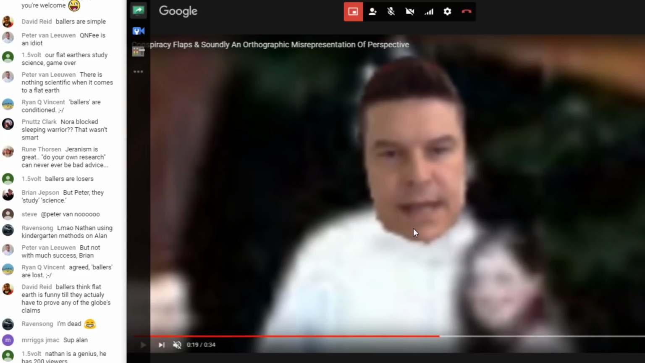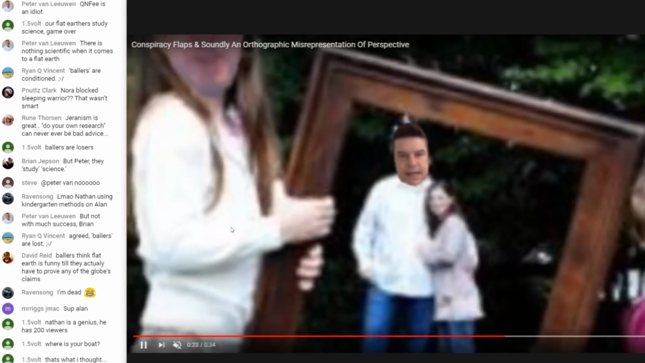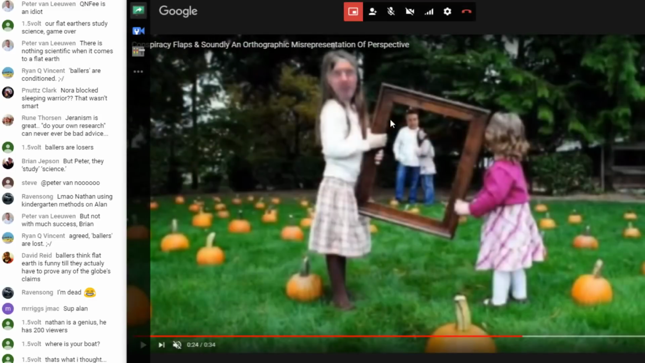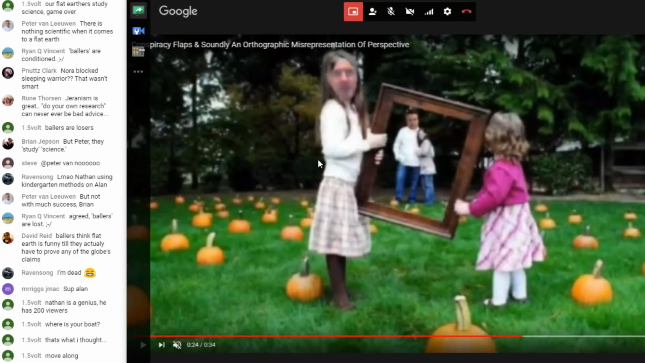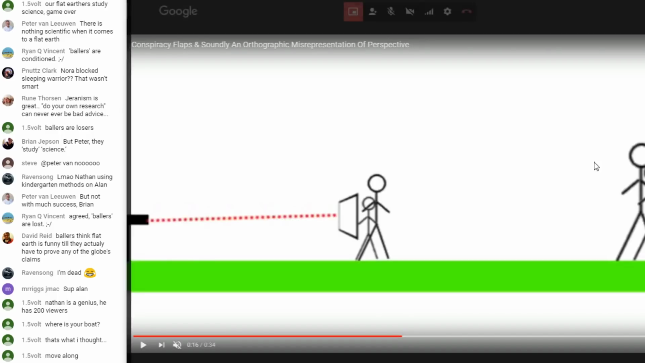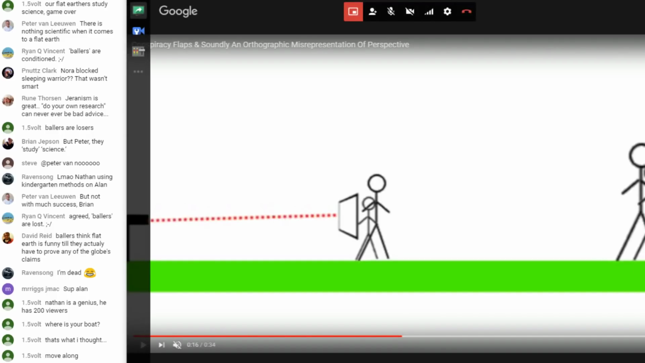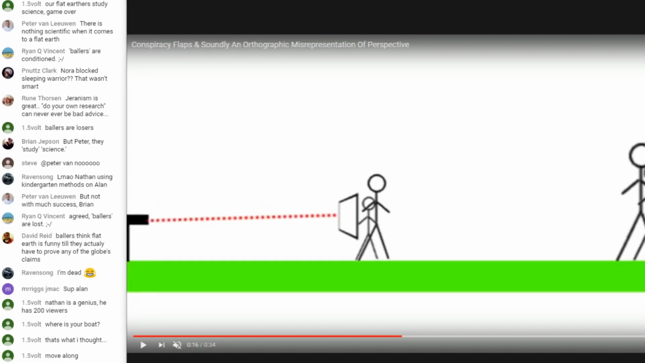Because here we've got Soundly, an adult, bigger, as depicted in side elevation. The problem being that he's actually smaller. So here we have Conspiracy Flaps, representing the child. Obviously, we wouldn't want to use someone else's imagery. And he's bigger than Soundly, even though the representation that's shown in side view would suggest that he'd be bigger. So can you see, given I've explained it now, how this is a misrepresentation of perspective? Not really.